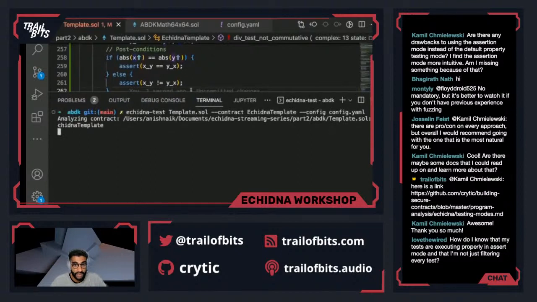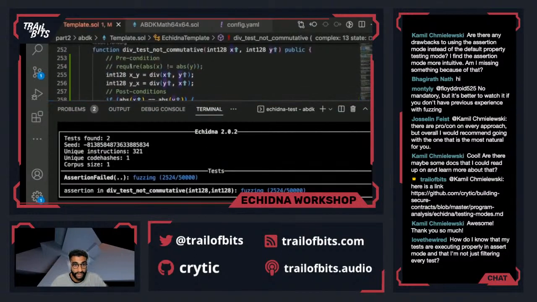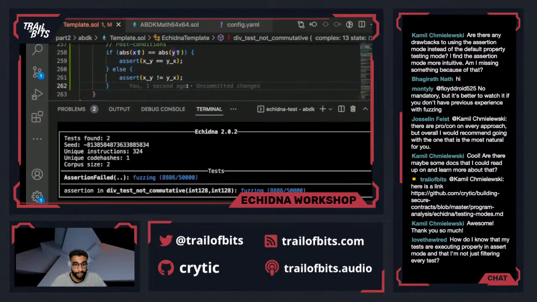Let's run it again. And hopefully, note that I commented out the precondition. So again, both post conditions should be able to handle the entire input space. And it looks like Echidna is not able to find any set of values that can invalidate either of these properties.